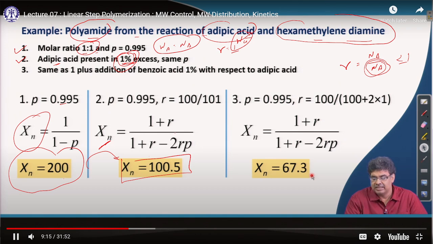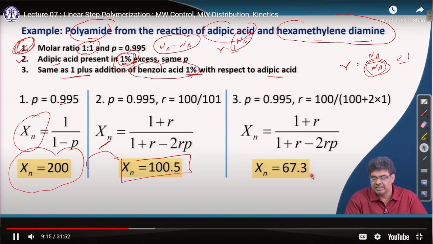So it is a very good concept to keep in mind, the importance of keeping Na and Nb concentration the same. Further, if you are putting all conditions similar to the first, but you are adding only 1% excess of, sorry, benzoic acid. So what will this benzoic acid do? This benzoic acid will act as a stopper. And how much are you adding? Only 1%.